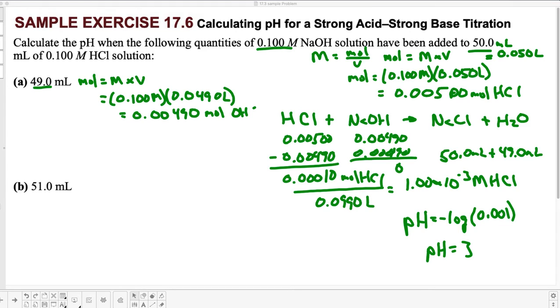Guys, this is part 2 for 17.3 sample exercises. So let's get started. I'm going to do this in a different color so you can see this. So the first part, just a very, very quick recap.